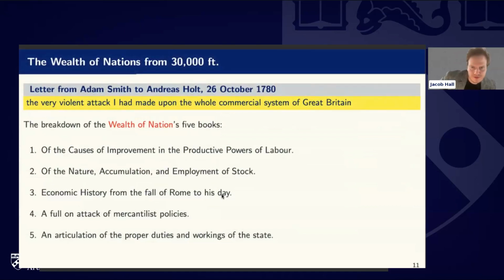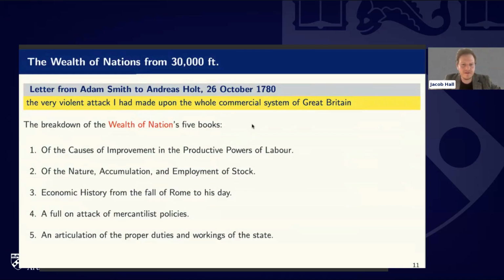So here's The Wealth of Nations from 30,000 feet. There are many different takes on how to approach this. One I want to highlight is this letter from Adam Smith to Andreas Holt in 1780. He characterizes The Wealth of Nations as "the violent attack I had made upon the whole commercial system of Britain." And you can read the entire book as propagating that theme.